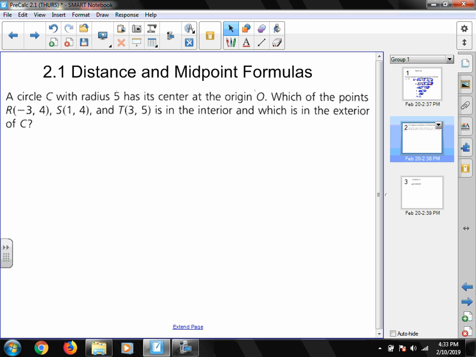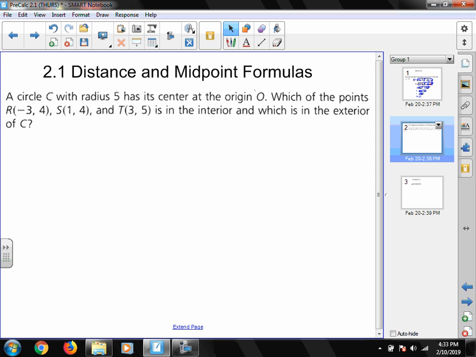A circle C with a radius of 5 has its center at the origin O. Which of the points R, which is at -3, 4, S, which is at 1, 4, and T, 3, 5, is in the exterior and which is in the interior of circle C? Okay.